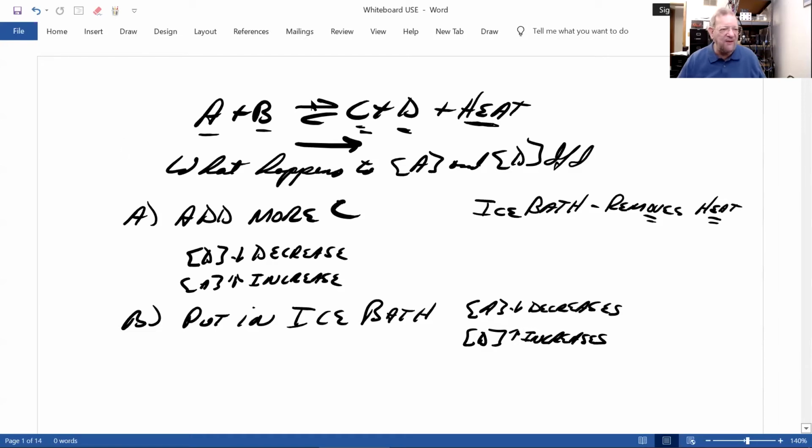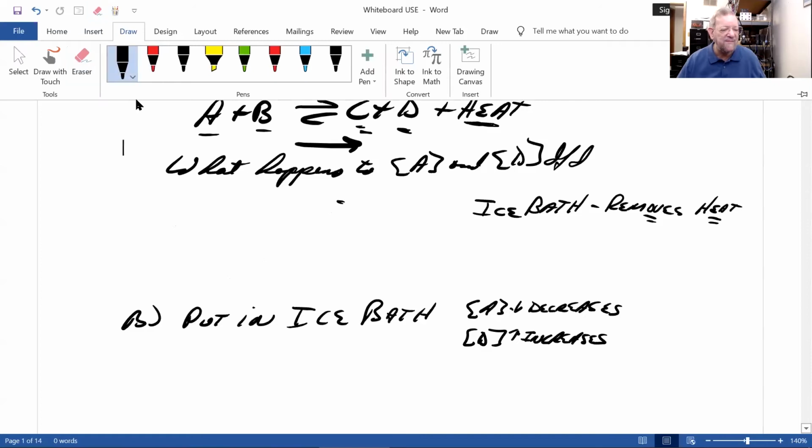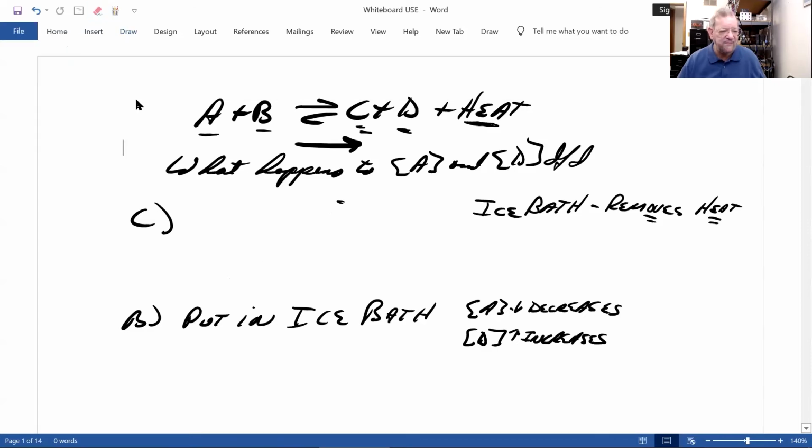And let's do one more. I'm going to make a little room here so you can still see the equilibrium. And what happens to equilibrium if you put it in a beaker of boiling water? Your turn.